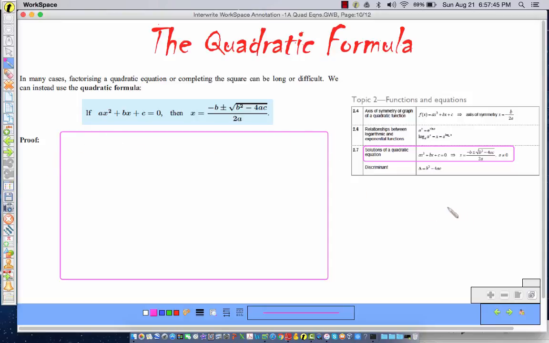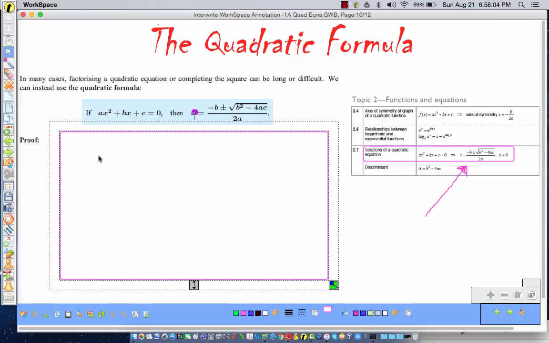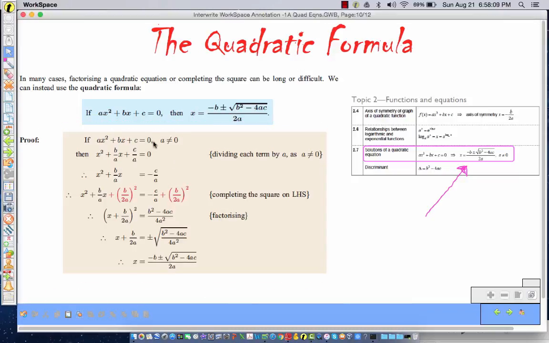Quadratic formula, right here, it is on your formula sheet for you. You always have it, if we are in the form of ax squared plus bx plus c equals 0. We can find the roots, the solutions for x, by using the quadratic formula. It is a beautiful proof. I will not take time on the video to do it, but there it is right there.